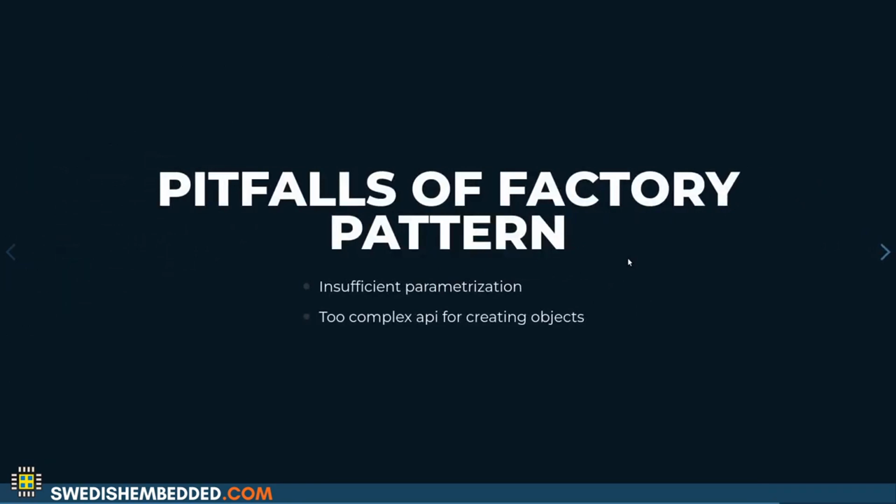Pitfalls of the factory pattern, there's basically two of them. Number one is insufficient parameterization, which means that you're not being flexible enough with the creation API. And number two is having too many parameters. So having a too complex API for creating objects. Remember, we're trying to simplify the application. We're trying to decouple the implementation from the application code. That's two goals of the factory pattern. And when implementing it, try to adhere to those two goals.